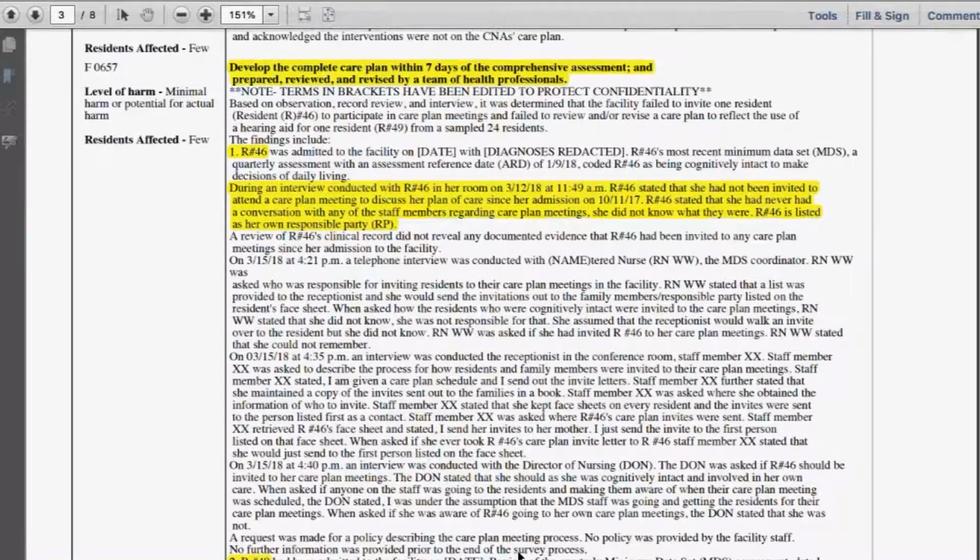Right. And so I see we have the violation of that federal requirement is highlighted, but there's a whole lot of dialogue underneath the bolded citation. And you've highlighted a portion of that starting with "during the interview." So take us through, what information is this and who is putting it in here? So this is all done by the state surveyor.